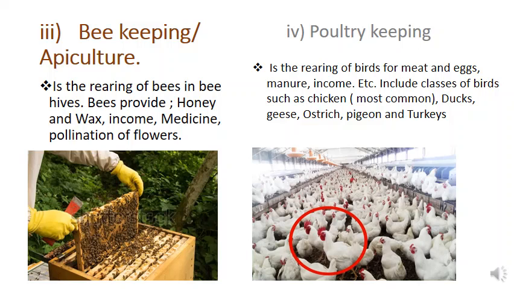And we have various classes of birds. We have chicken, which are the most commonly kept birds, so chicken are at times mistaken to be the only poultry kept in the farm. We have ducks, geese, ostrich, pigeons, and turkeys. All these birds are kept for meat, eggs, and manure, and all these act as a source of income once they are sold.